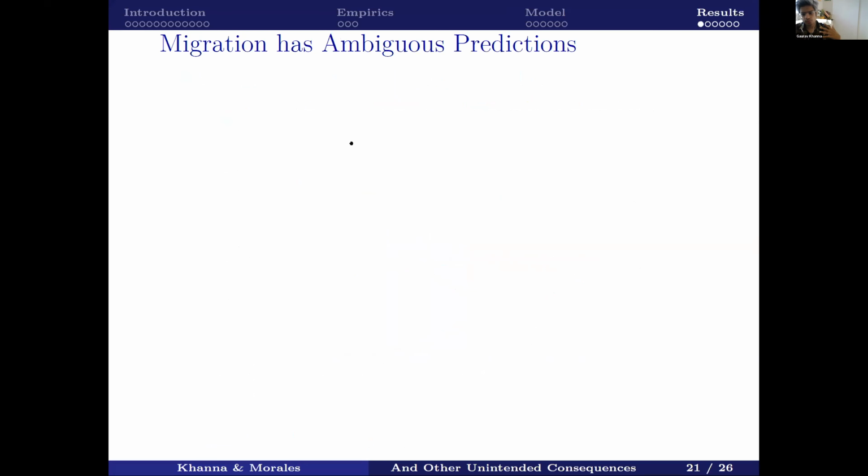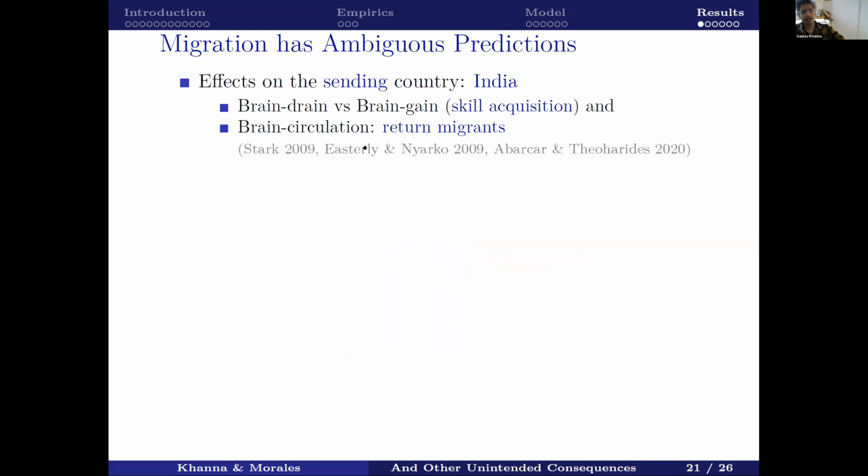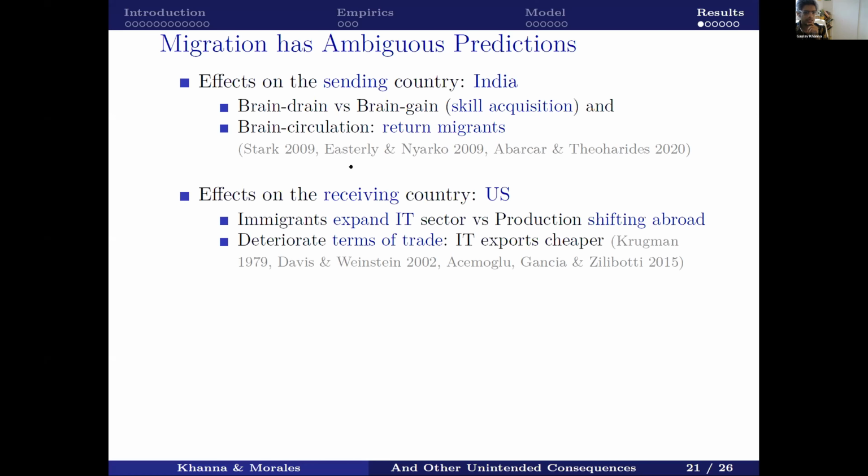So let me quickly try to summarize what we find. Well, the model basically sets up the fact that there could be some ambiguous consequences of immigration. There's this tension, like I said, between brain drain and brain gain. On the India side, there's this ambiguity because a lot of the smartest people are leaving, but a lot of people are now getting more and more skills with the prospect of leaving. And then there's this brain circulation going on in the background as well that helps in many different ways.